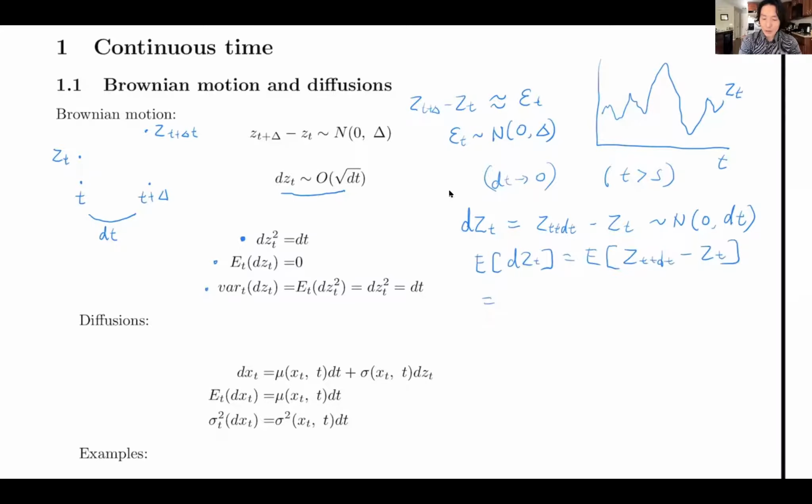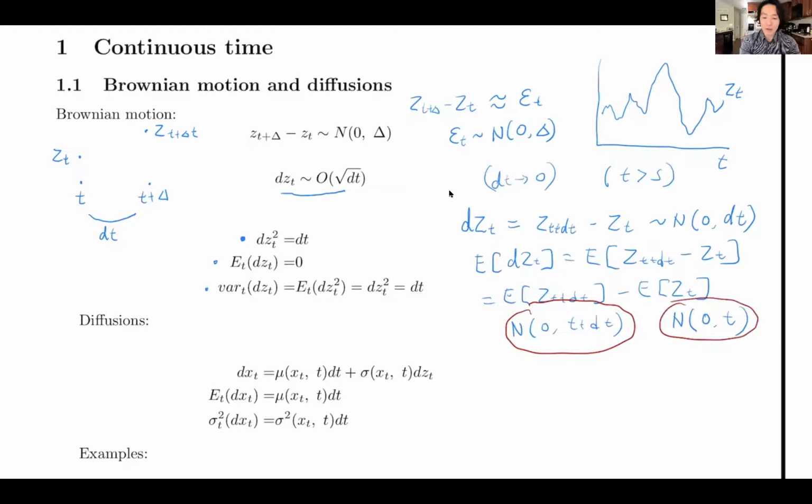So the unconditional expectation is going to be like this. And what is the first term? The first term is basically the average of a normal random variable that has the variance like that. So that's the first term. And the second term is a normal random variable with mean 0 and variance of t. Therefore both are 0, so 0 minus 0 gives 0. Therefore, the unconditional expectation of dzt is simply 0.